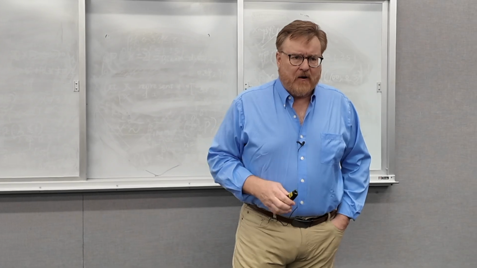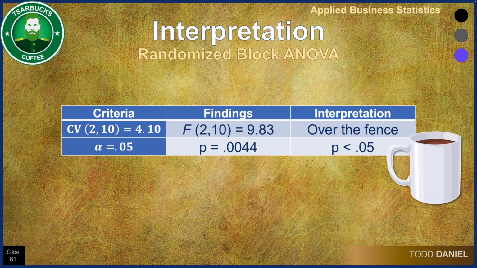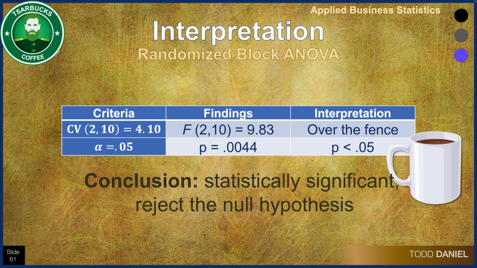Let's review what we learned from our F test. We established a critical value of 4.10 with 2 and 10 degrees of freedom, and yet our test statistic was 9.8. That exceeds 4.1. Our test statistic is over the fence. It is significant. We're using an alpha level of 0.05. Our probability value is 0.04. That is way smaller than 0.05. P less than 0.05 tells us the same thing as our findings for the critical value.